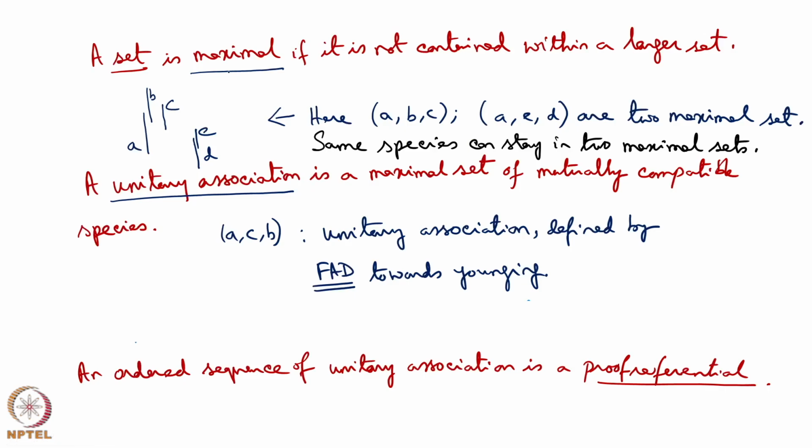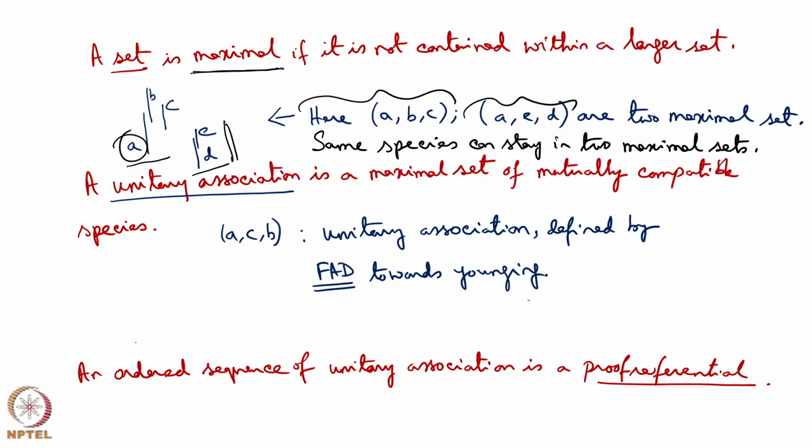Let us understand what is the meaning of the word maximal. A set is maximal if it is not contained within a larger set, which is not a subset. For example, I have taken taxa ABC over here and taxa DE over here. I can say ABC is a maximal set if I am not considering ED at all. Or if I take A from here and ED from another section, then we can say AED is another maximal set, depends how we are defining.